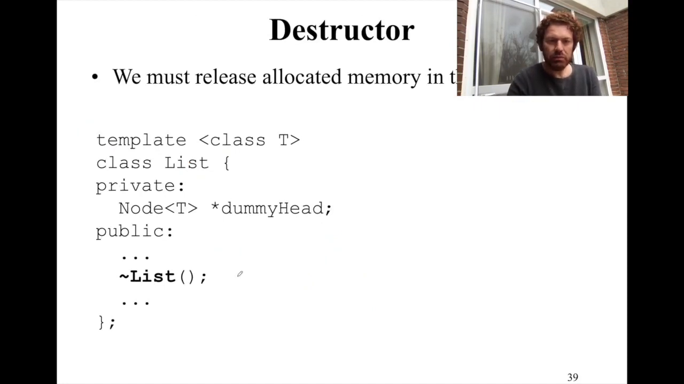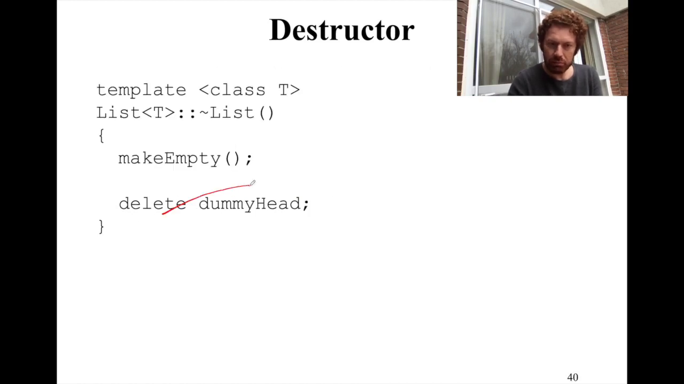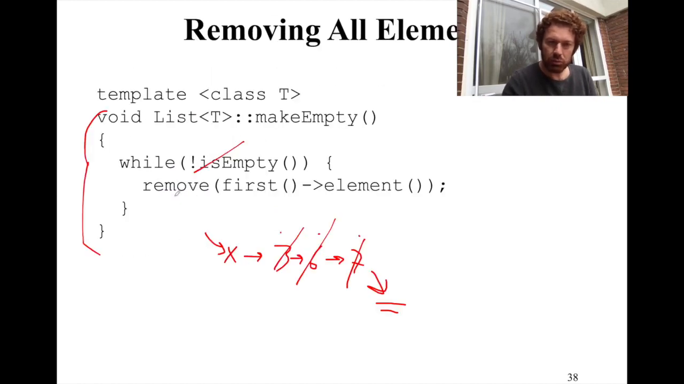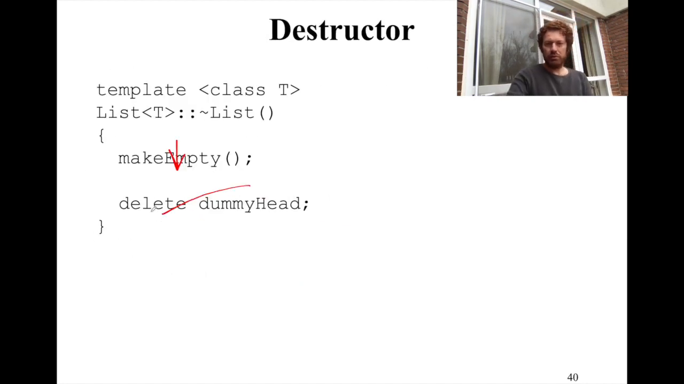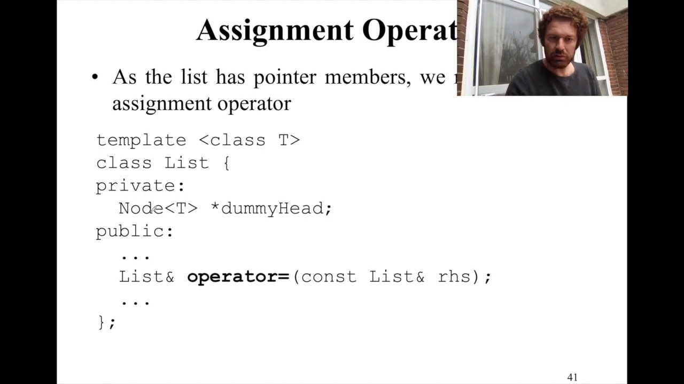And basically this is what destructors are for, right? I need to clean up the memory. So the dummy head is a pointer, so it needs to be deleted, but it is not enough because there have been other nodes allocated through new, and they are all deleted with make empty, which calls remove, which calls delete behind the scenes.